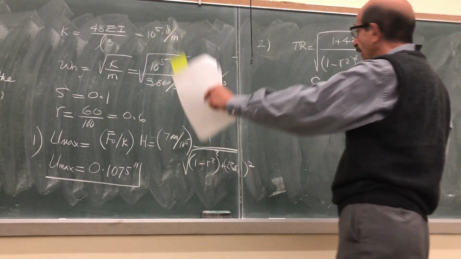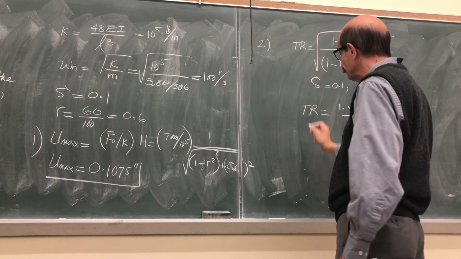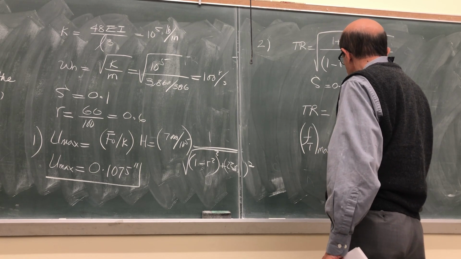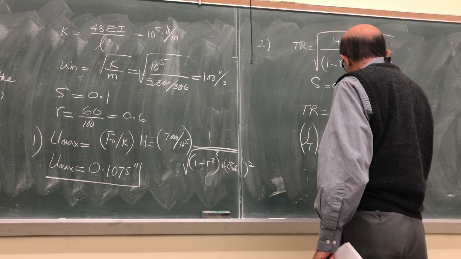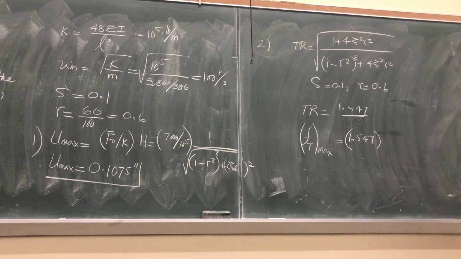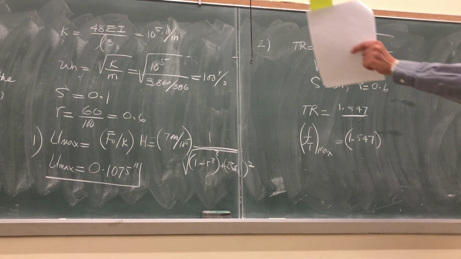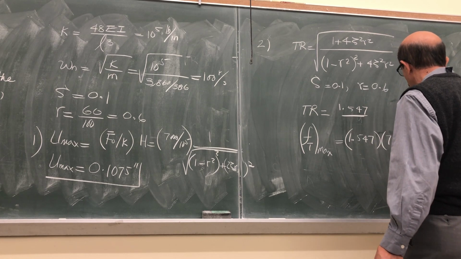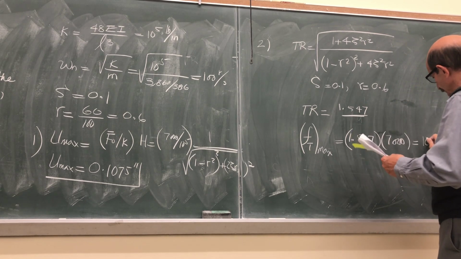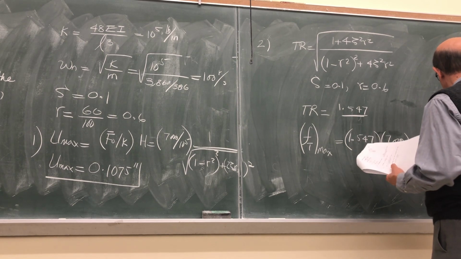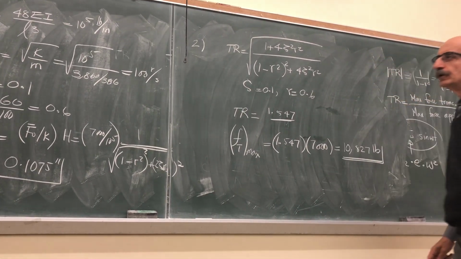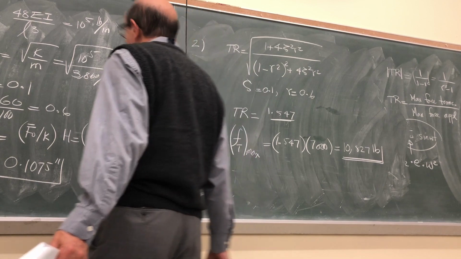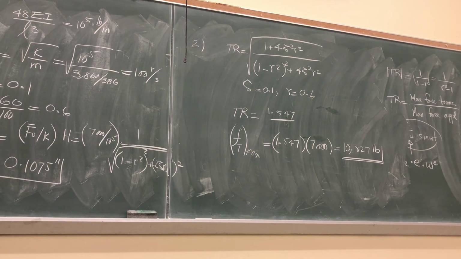So what the problem is asking is to find the maximum force transmitted. The maximum force transmitted then would be 1.547 times the input force that is given as 7,000. So that would be 10,827 pounds.